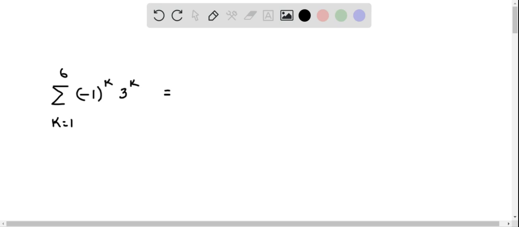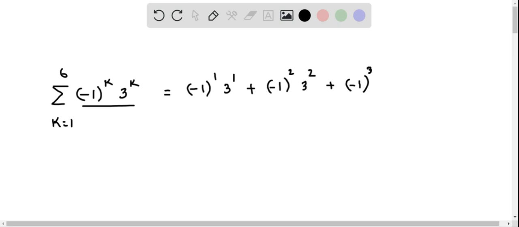So first I'm going to plug in k equal to 1 into this expression. Therefore this becomes (-1)^1 times 3^1. We then put plus, and now we substitute k equal to 2. So it becomes (-1)^2 times 3^2, and then we put plus. We now substitute k equal to 3, so it is (-1)^3 times 3^3. And likewise we continue till k equal to 6.